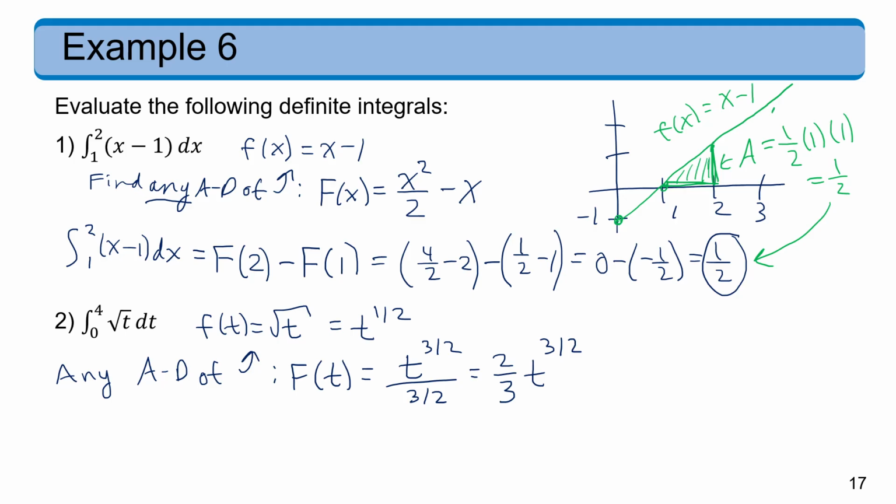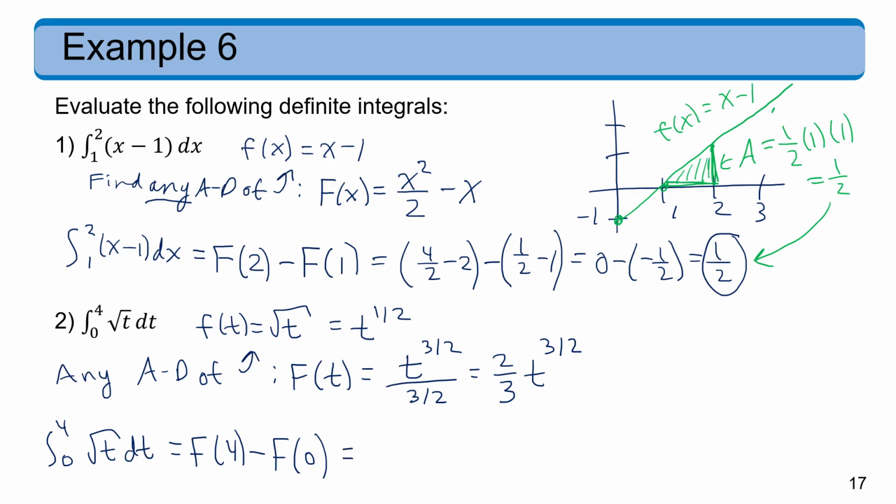Now let's go back to our integral. Just copy it as it was given. Okay. And this equals, so I know it's going to be capital F of the right endpoint 4 minus capital F of the left endpoint 0. I want to go ahead and mention this notation.